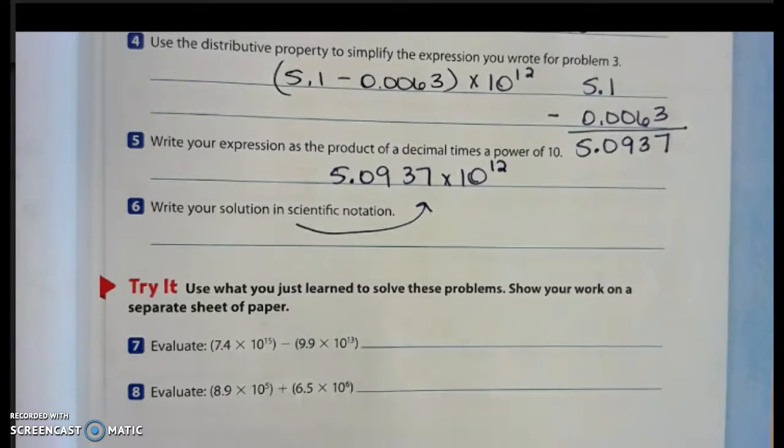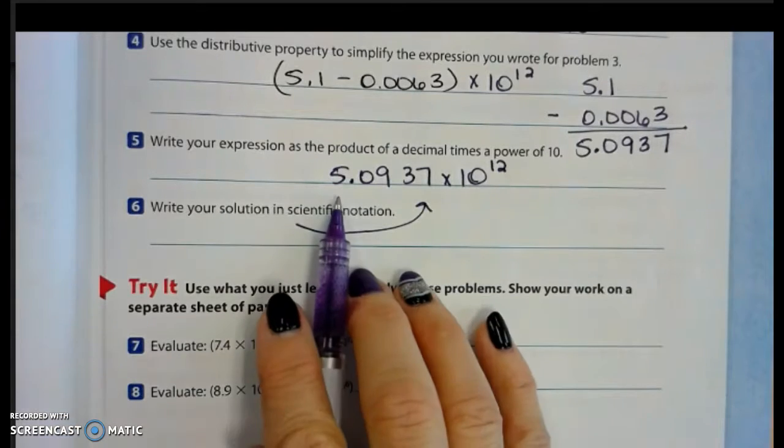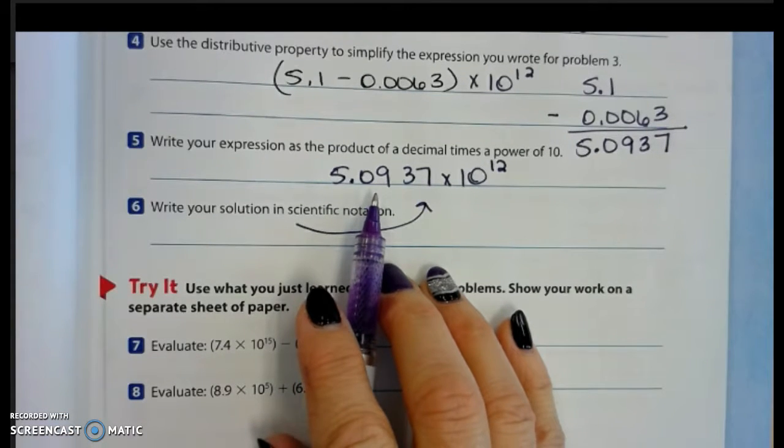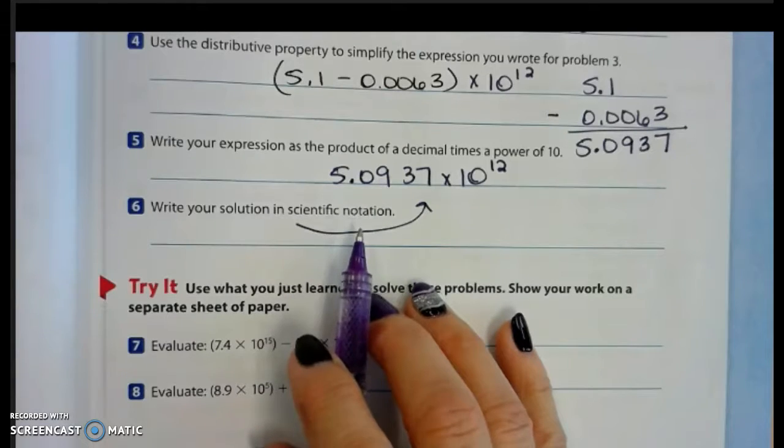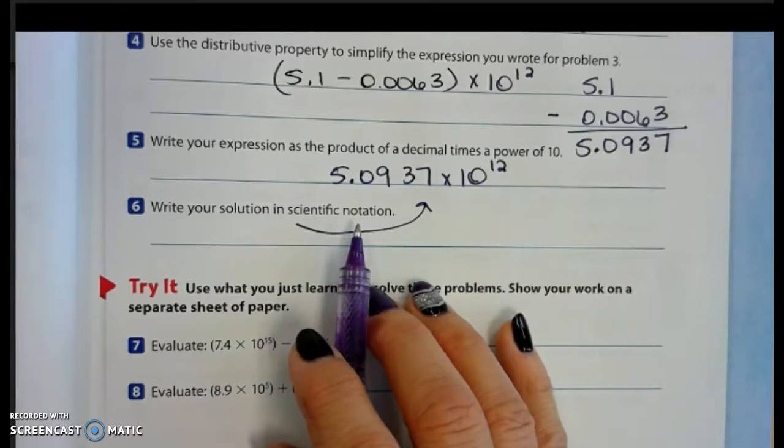Now, because I adjusted everything up to 12, I am in correct scientific notation and do not need to readjust. The reason they were giving you problem 6 was they were assuming we would need to adjust and fix it, but we didn't need to fix it. We're in good shape. If we had gone down, we would have had to adjust at the end.